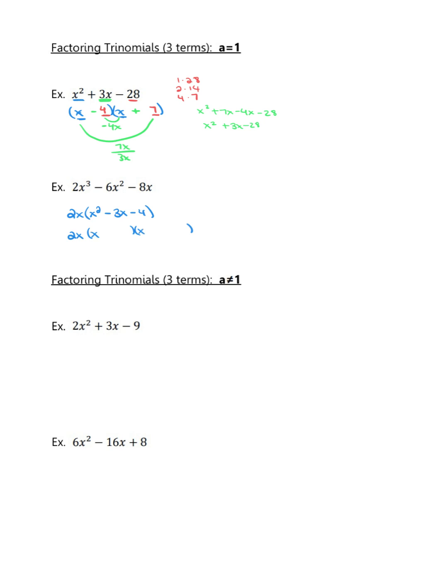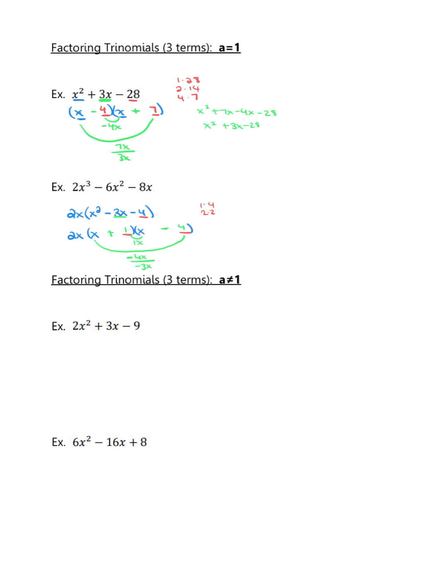So x times x is x squared. Last times last is 4, so I can multiply 1 times 4 or 2 times 2. So I want my middle term to be negative 3x. So if I do 1 times 4, 1 times x, 4 times x. If I have 1x minus 4x, that gives me a negative 3x. And then I can check it by multiplying it back together.